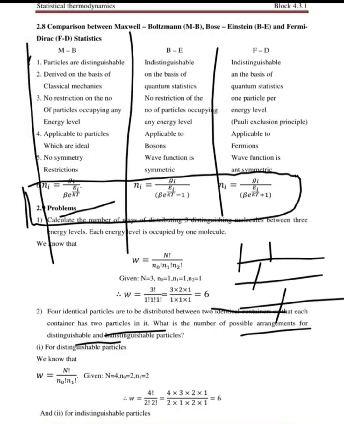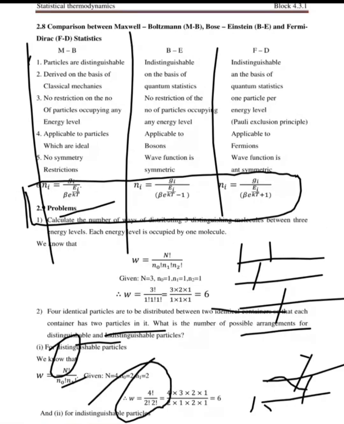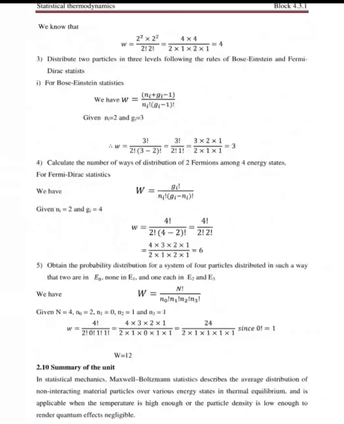In n naught factorial, in the first level, N naught, there will be two molecules. In the second, N1, there will be two molecules present. Total four molecules are present, which means in the two energy levels, two molecules will be present. That is what is given here. 4 into 3 into 2 into 1 divided by 2 into 1, 2 into 1, where the answer is 6.